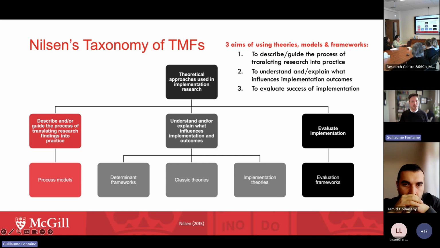The gray section of those models and theories is looking at understanding the barriers and facilitators to implementing a new intervention. And the black, the evaluation frameworks, are meant to help evaluate the impact of an intervention on implementation outcomes, service outcomes, and client outcomes. So really, when I'm going to be talking about some of those tools, I'm going to be looking at those three broad categories.